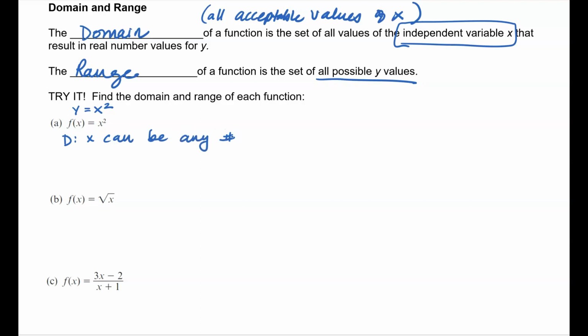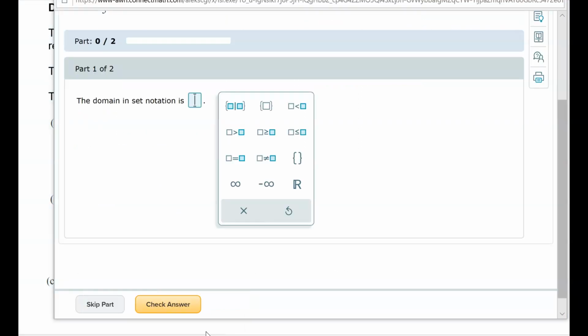And the math way to write this, and this is how you're going to have to write it in Connect, is that you can say that x can be all real numbers. I'm going to pull up Connect real quick, and I'll show you what that's going to look like. So when you're doing a domain problem, the domain in set notation is, if the domain is all real numbers, which basically just means any number, you can just click this R button. And that's a much easier way to enter that answer.